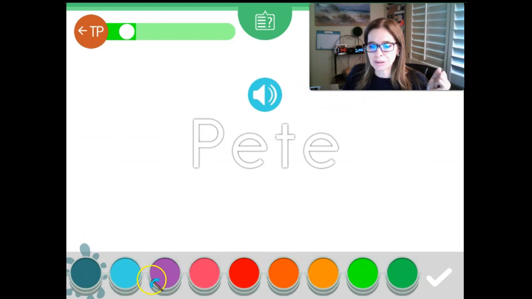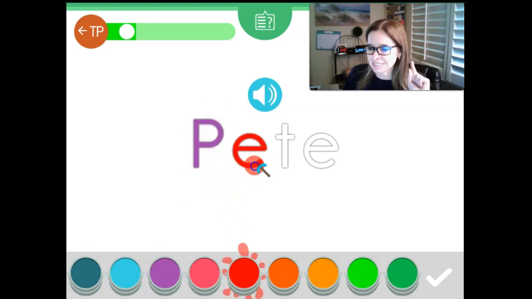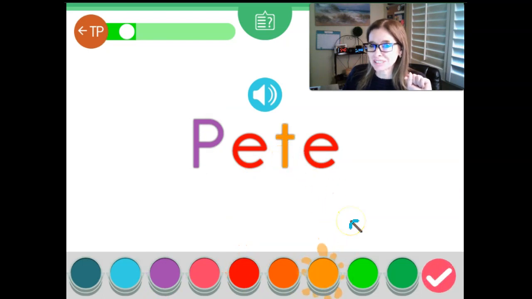Pete. So now I'm going to color these sounds and you're going to say them. That sound is p. That sound is E. And that sound is t. So be careful when you're coloring your words that if it's a vowel separated E, any vowel separated E, that you color them together.